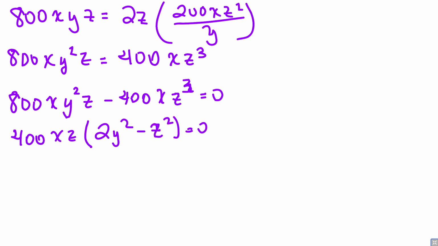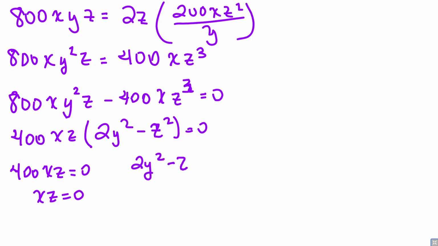And again, what I'll do is set each factor equal to 0. So I have 400xz is equal to 0, so we can say that xz is 0. And the other piece, we're going to have that 2y squared minus z squared is equal to 0, and z squared equals 2y squared.